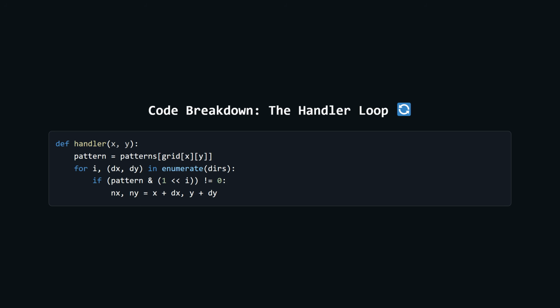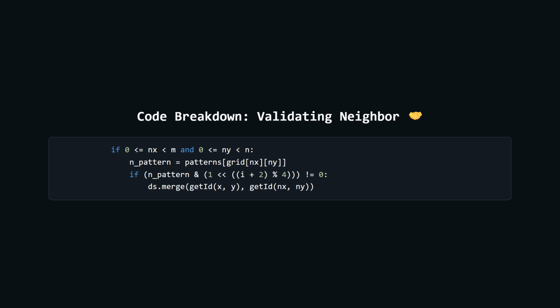Inside our handler, we get the binary pattern for the current street. We loop through all 4 possible directions. Using the bitwise AND operator, we check if our current street's pattern has a 1 in that direction slot. If it does, we calculate the coordinates for that neighbor. If the neighbor coordinates are within the grid, we grab the neighbor's pattern. Then, we use our math trick to find the opposite direction bit, and use the AND operator again to see if the neighbor has that bit set. If it does, we merge them.